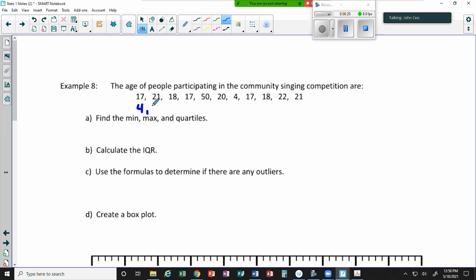Then what? 17. How many times? You have to write it out every time, right? So we got 4. We got a 17 there. We got a 17 here. So it'll be that one. Got another one there, 17. Two 18s. 20. Two 21s. 22. And then the 50.